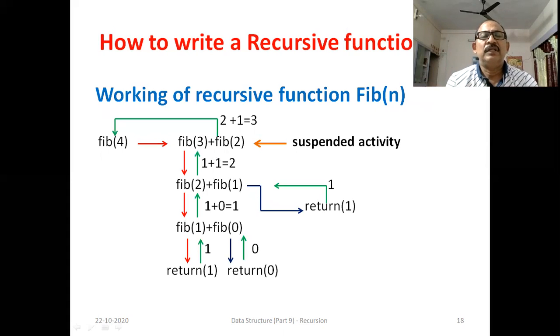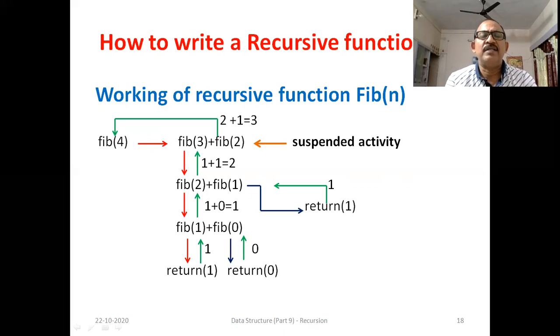Now again here 3 is not equal to 0 or 1. Again the calculation of fib(3) is divided into two sub-problems, fib(2) plus fib(1). Again plus fib(1) is a suspended activity, and the system calls the function fib(2). Here again n is 2, not equal to 0 or 1. Therefore fib(2) is again divided into two sub-problems, fib(1) plus fib(0). Now plus fib(0) is a suspended activity. Now the system calls the function fib(1).